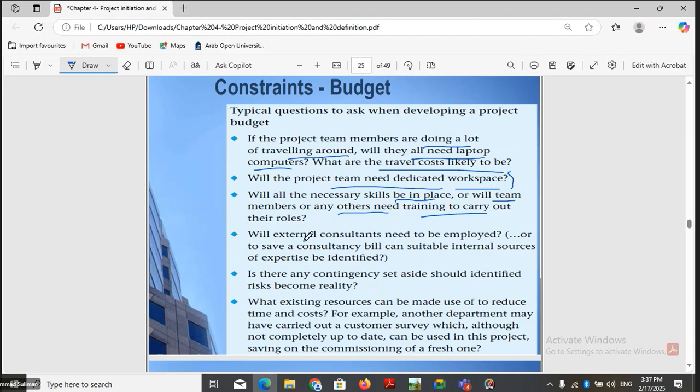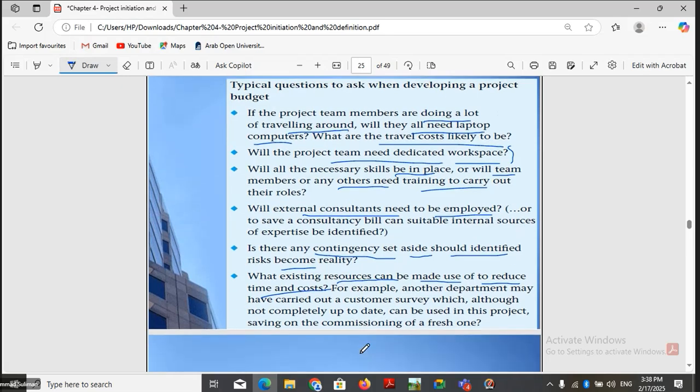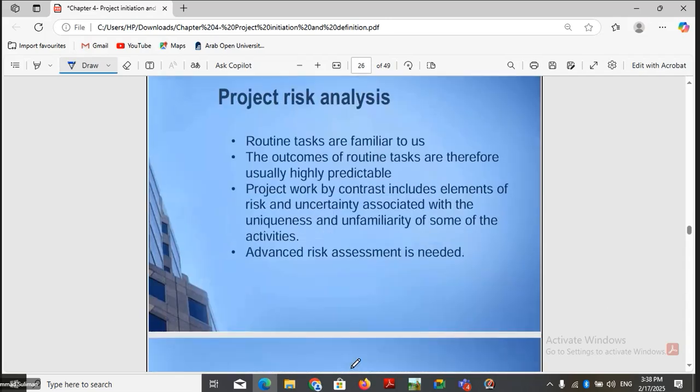Okay, then will an external consultant need to be employed or not for the project? Should any contingency be set aside and identified, should risk become reality? What existing resources can be made use of to reduce the time and cost? So if there are any resources already available, we can utilize them to reduce the cost and the time. So these are some questions or factors that we may analyze while making the budget of the project.